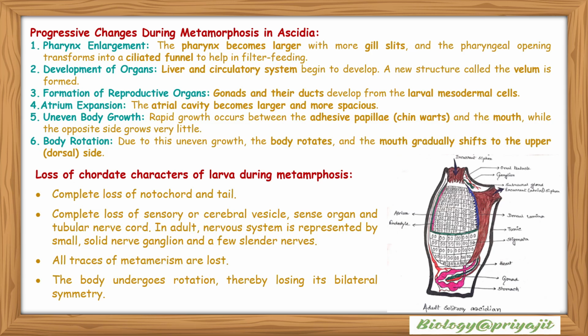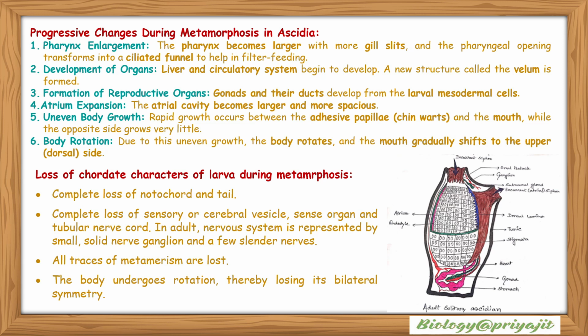Development of various organs. Liver and circulatory system begin to develop. A new structure called the velum is formed at this stage. Formation of reproductive organs. Gonads and their ducts develop from the larval mesodermal cells. Atrium expansion. The atrial cavity becomes larger and more spacious.